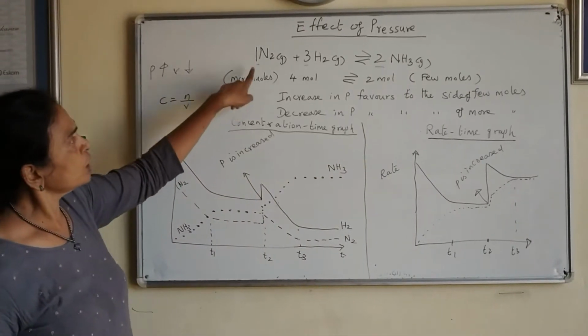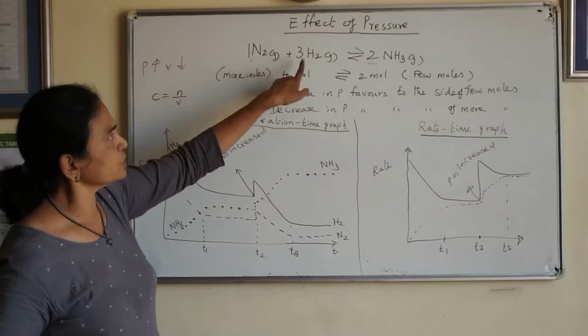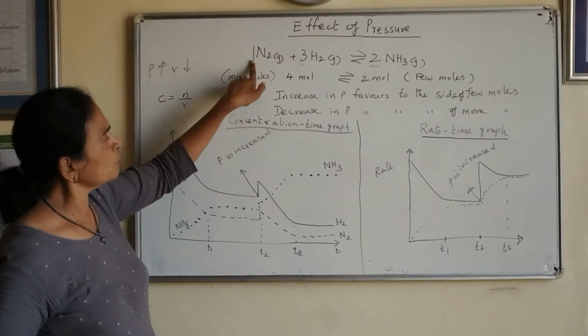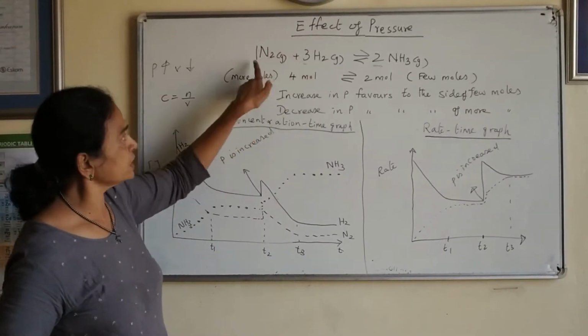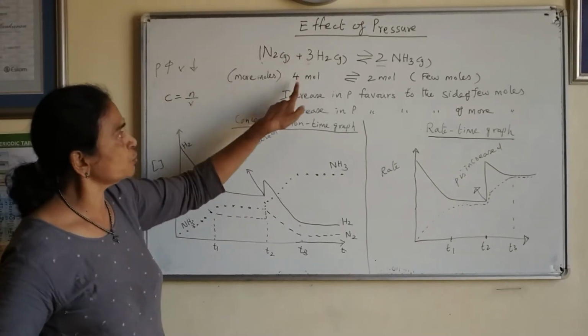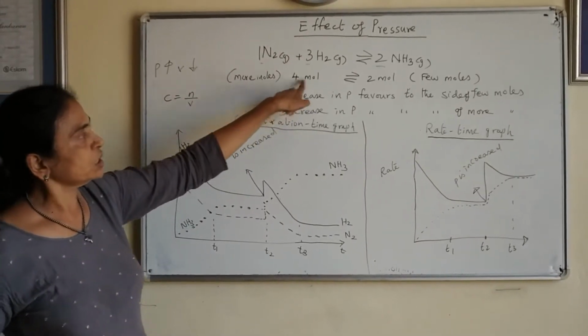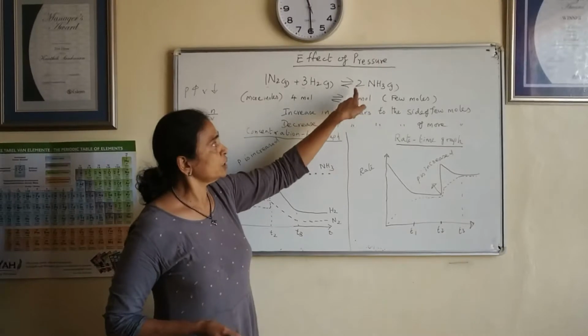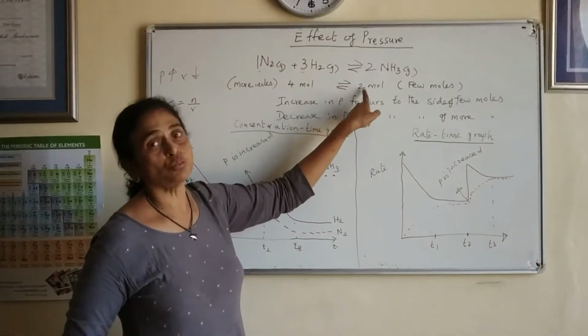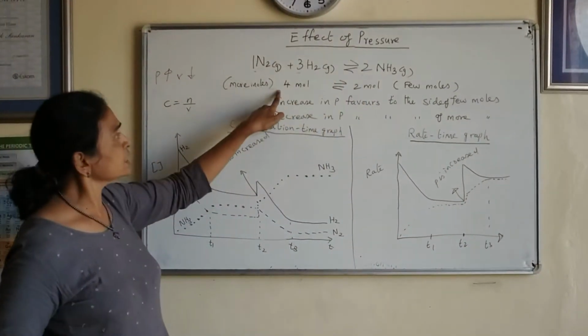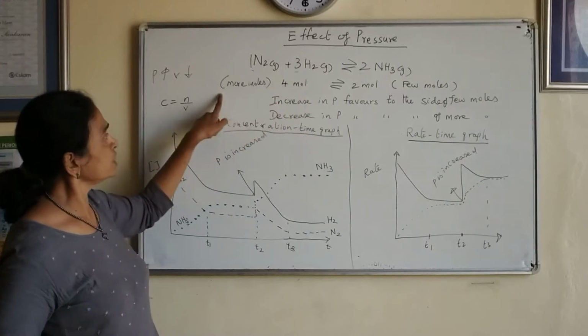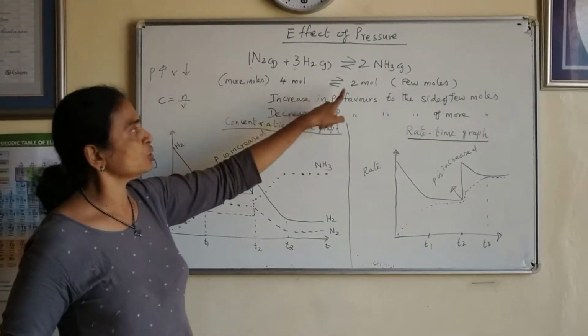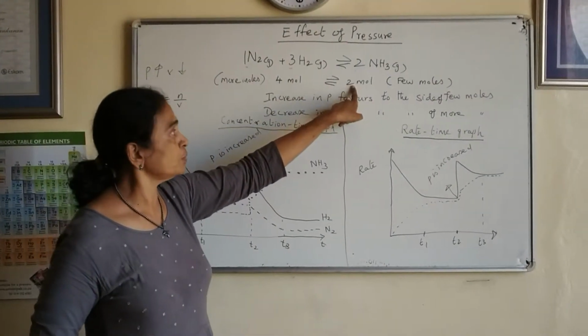So now, how many moles on the left hand side? You have got 1 mole of nitrogen and 3 moles of hydrogen. Add them together, 1 plus 3 is 4 moles. Go to the product side. How many moles of ammonia are there? 2 moles of ammonia. So in the reactant side, you have 4 moles, which is more number of moles compared to the product side, which has got only 2 moles.